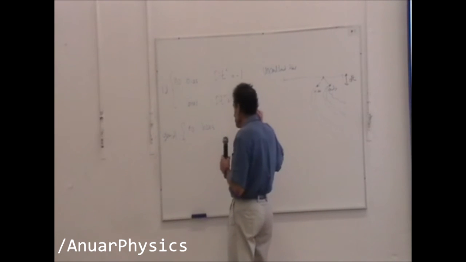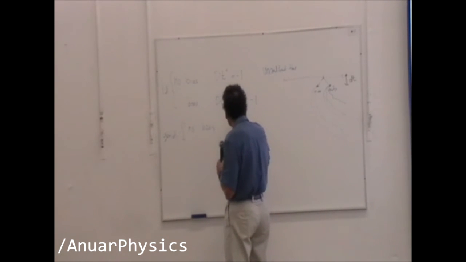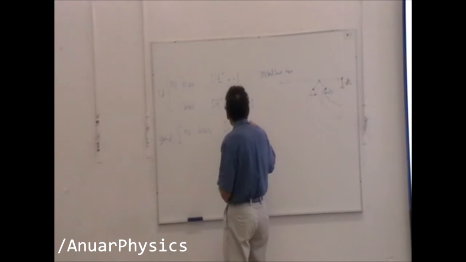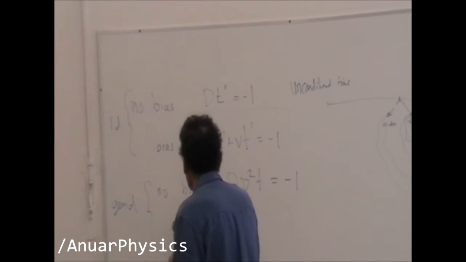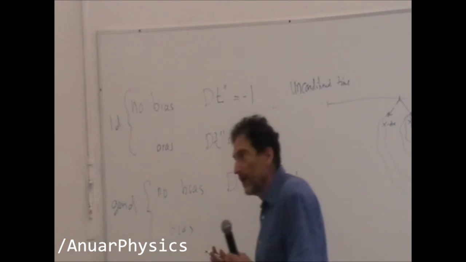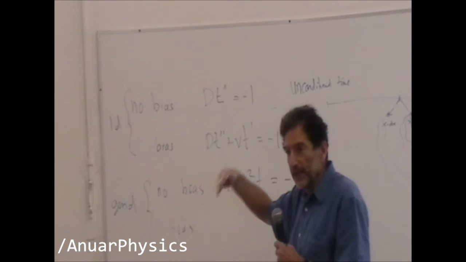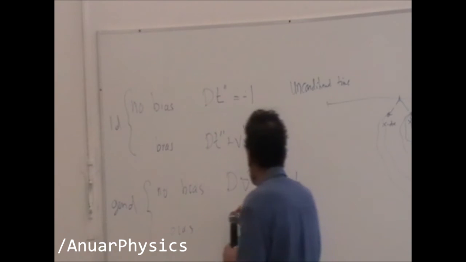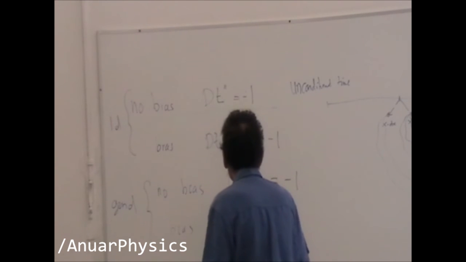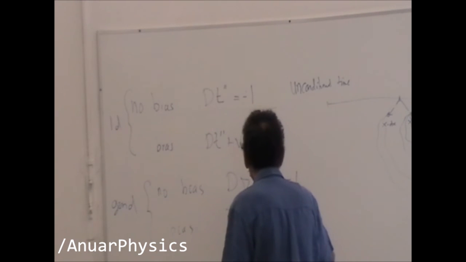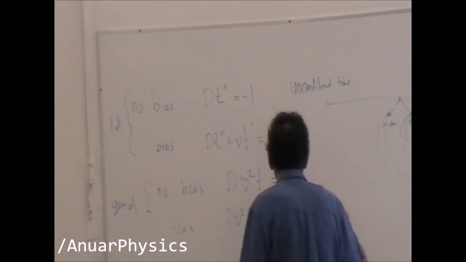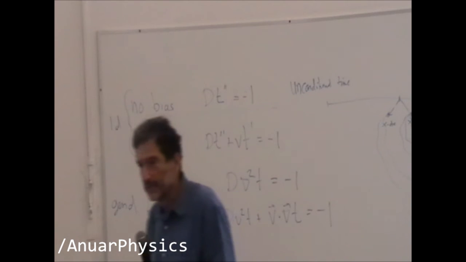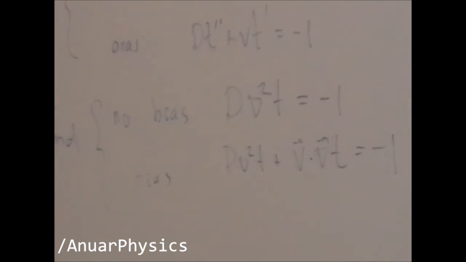So it turns out when you do all of that, you end up with D Laplacian of t is equal to -1. And with a bias in some arbitrary direction in a d-dimensional hypercubic lattice, the appropriate equation is D Laplacian of t plus v dot gradient t is equal to -1. That is the appropriate generalization. Does that answer your question? Yeah.